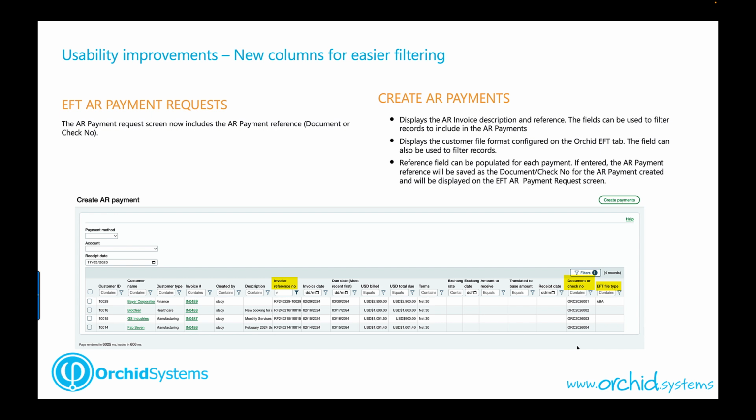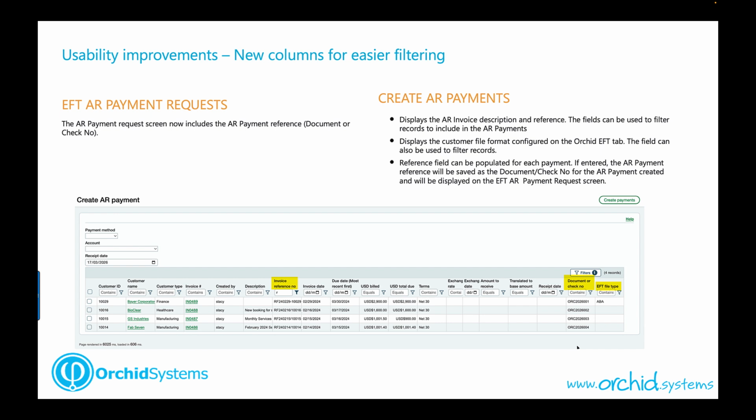But Orchid's EFT also includes a feature to create AR payments in bulk so that they can then be included in a file. On that screen, we've added the AR invoice description and reference. You can use those fields to filter the records that you want to include. We're also displaying the customer file format that's configured on the Customer Orchid's EFT tab. Again, you can use this to filter records.